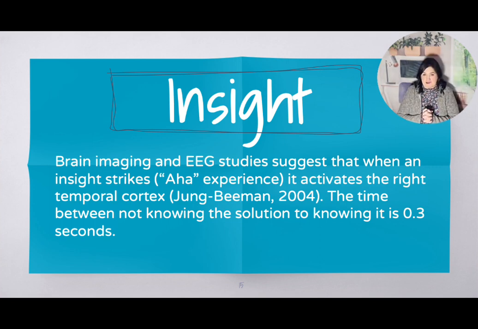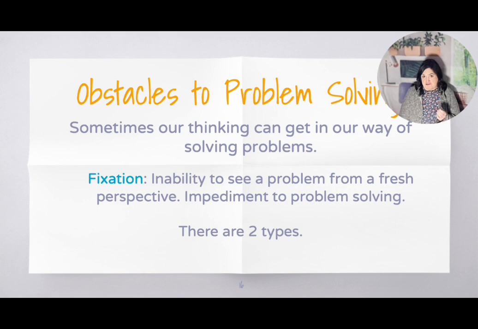So we've talked about thinking. Now let's talk about where our thinking can go wrong. Really, our thinking can be the obstacle to solving problems. Fixation is a broad term for a couple of things that we're going to talk about. Fixation is the inability to see a problem from a fresh perspective, right? It's an impediment to solving the problem, right?